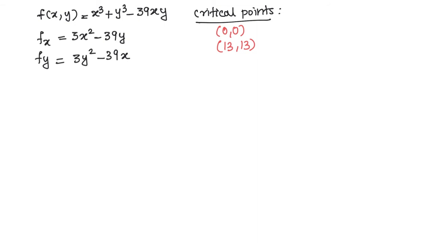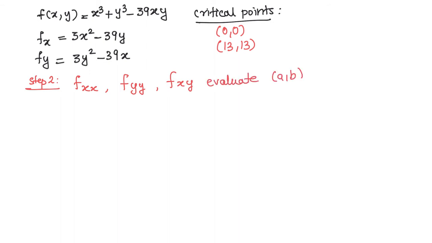Now we need to check whether this is a maximum or minimum. In order to find that, we are going to use the D test. So in step 2, we will find the second partial derivatives and evaluate all these at (a, b).